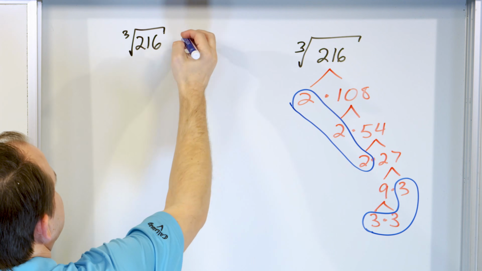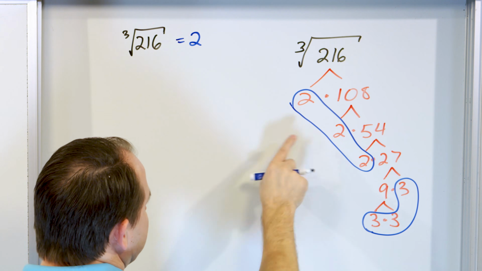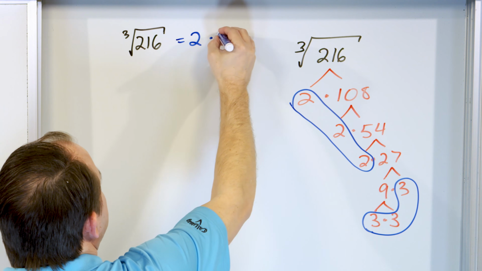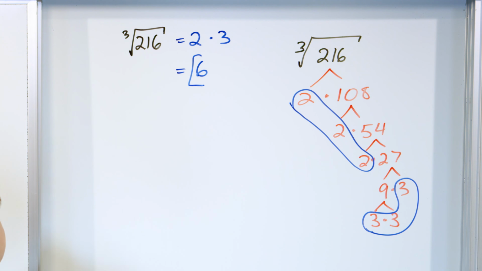So this 2 comes out as a single 2, because remember, when you find a triplet like this, it comes out as only one copy. This single 3 comes out and they're multiplied together, and the answer is then 6. The answer is then 6.